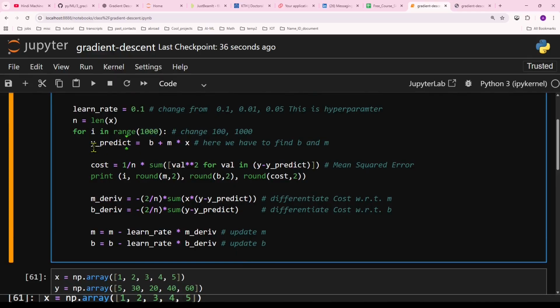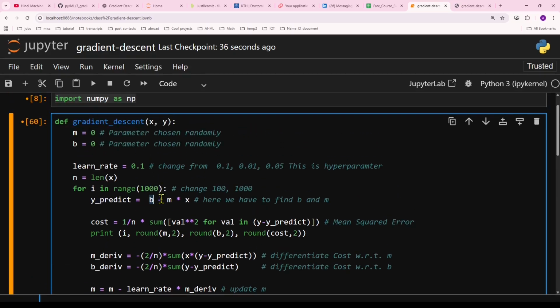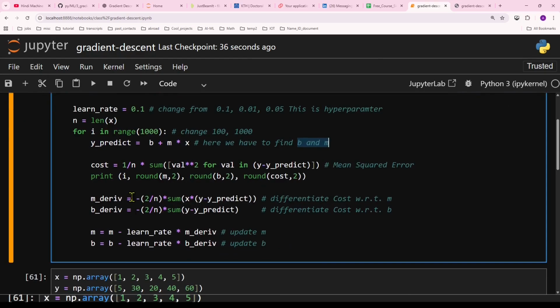So in the first iteration, I'm making a prediction of my y value. So my y is going to be equal to your b, the one you just chose over here, plus m times x. And here we have to find b and m. That's what we're going to be trying to do in this loop over here. Okay, so it makes a prediction right here. Then I determine the cost. I compare my actual y with the predicted value, see how different they are. Then I square them, add them all together, and divide by n. I'm dividing by n. So this gives me my mean squared error for the linear regression, by the way.